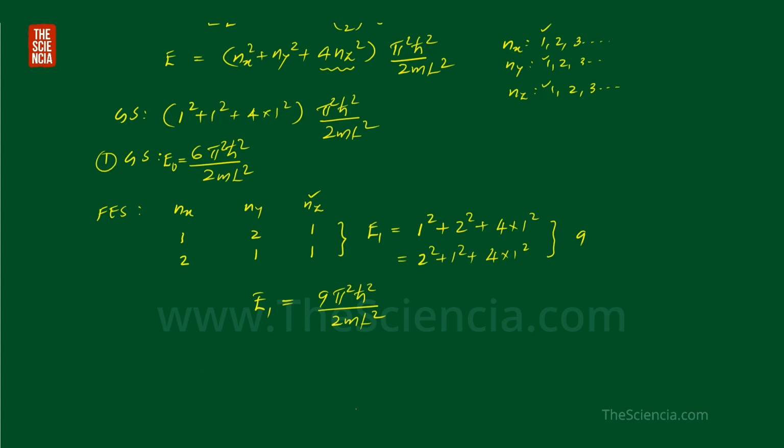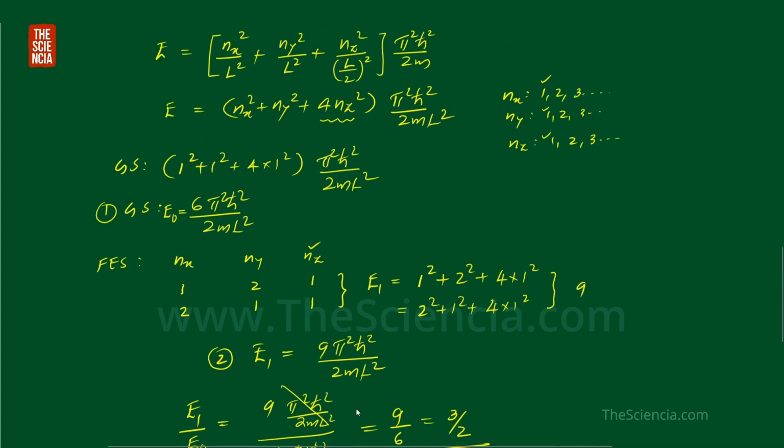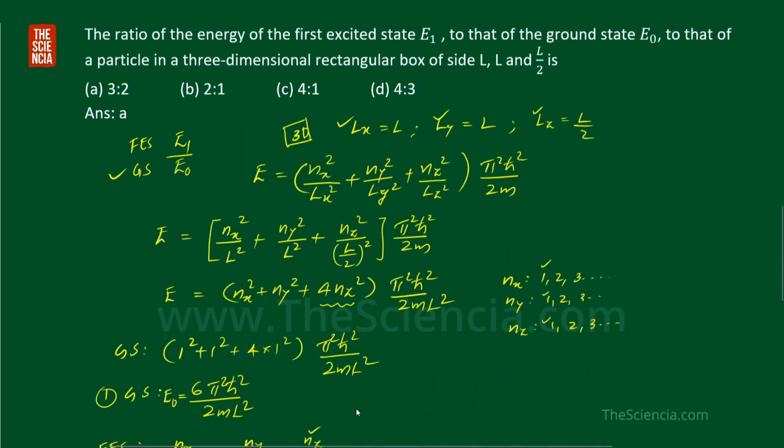The question is to find their ratio, that is E1 divided by E0. Okay, E1 is 9 pi square h square by 2ml square, divided by E0, which is 6 pi square h square by 2ml square. So we get the value 9 by 6, that is 3 by 2. That is answer A, right?